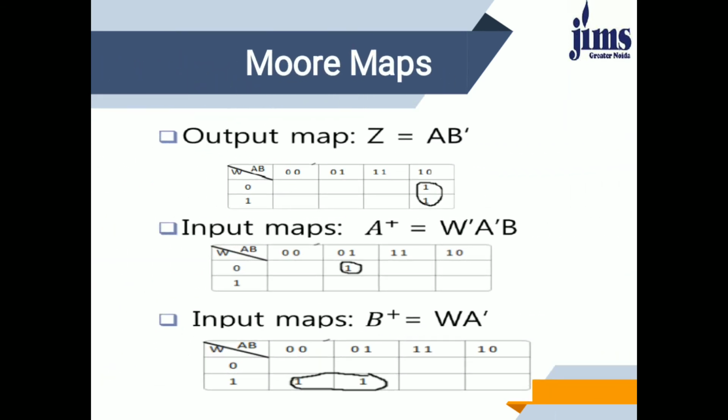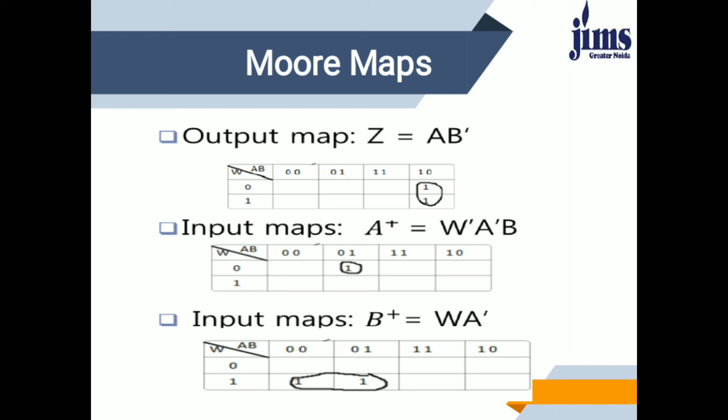Now Moore maps. What are Moore maps? Obviously two inputs are here, A plus and B plus, and accordingly outputs are here, Z. So Moore maps will be defined accordingly. Z will be depending on A and B. Wherever Z is 1, we will write 1 there, and accordingly we will map that.